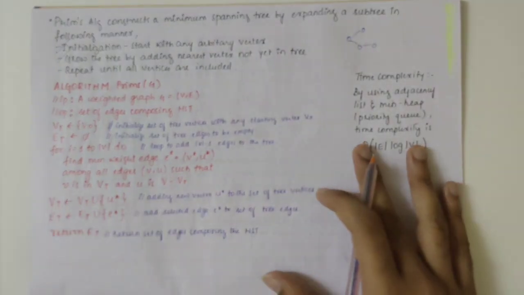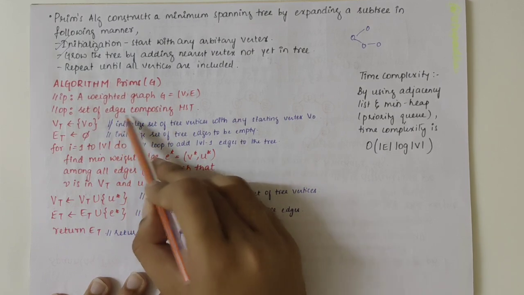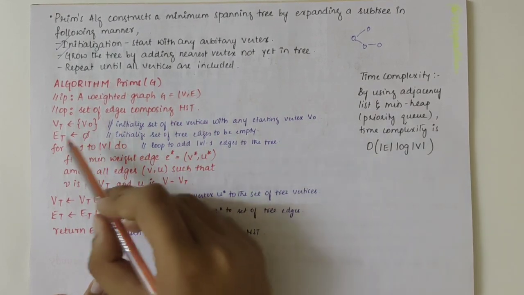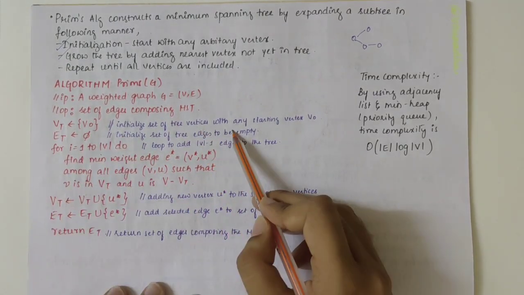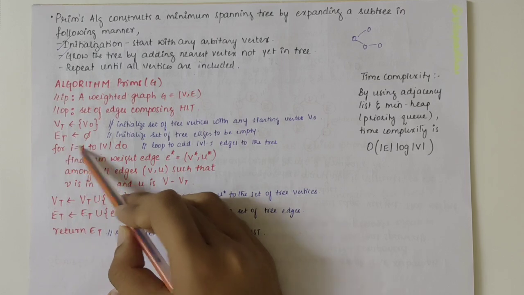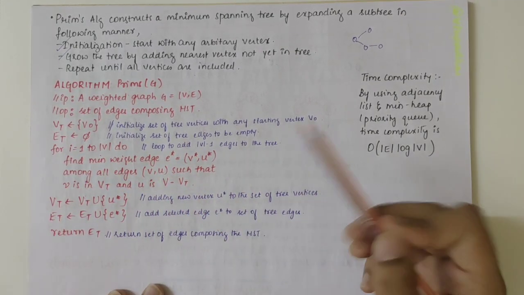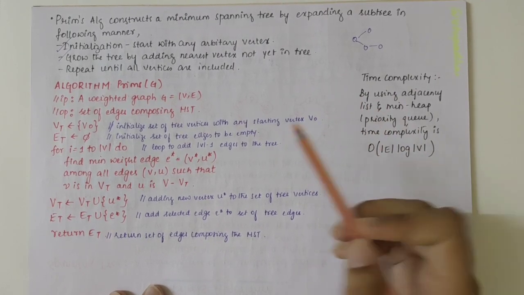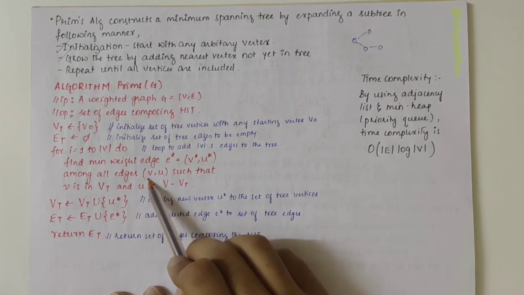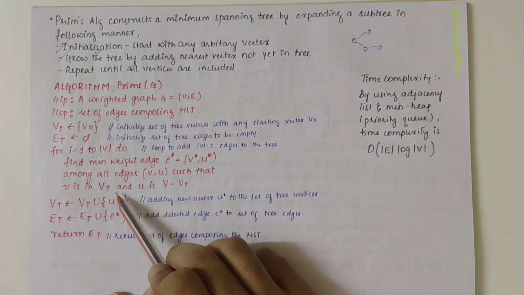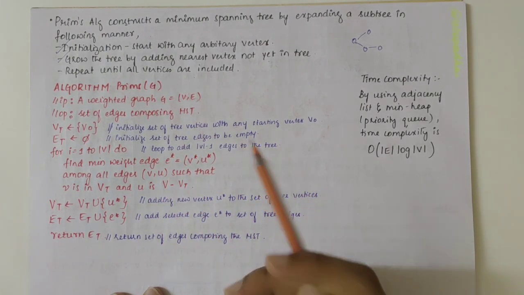So looking at the algorithm part, we have input as the weighted graph V comma E, and output is set of edges comprising of minimum spanning tree. So we take VT equal to {v0}, that is, initialize the set of tree vertices with any starting vertex v0, and ET is ∅, that is, initialize the set of tree edges to be empty. Then for i equal to 1 to |V| minus 1, we loop through all the edges to add to the tree, and then we find the minimum weight edge, that is e* equal to (v*, u*), among all the edges (v, u) such that v is in VT and u is in V minus VT. VT, we have taken the initial set of tree vertices, right?